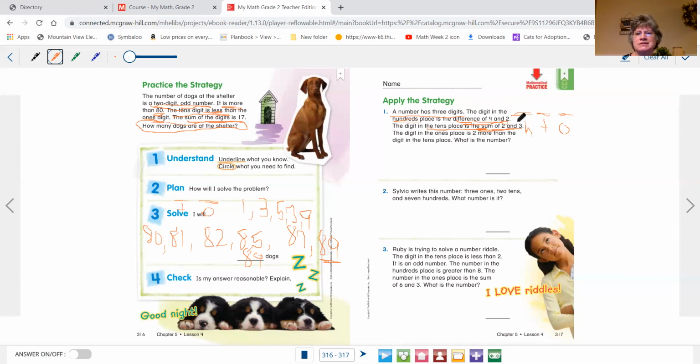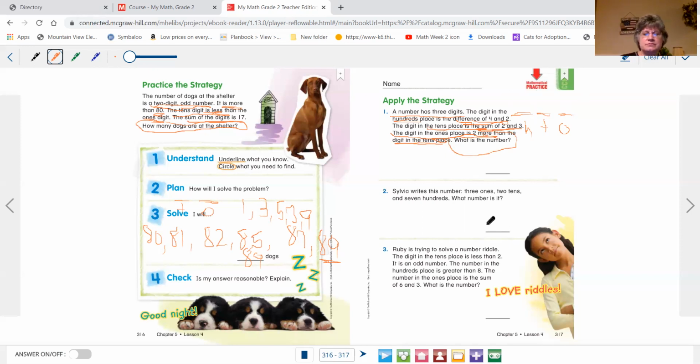Then last but not least, the digit in the ones place. The ones place is 2 more than the digit in the tens place. So you're going to find your number in the tens place and add what to it? 2, because it says 2 more. Then what is your number? So just use all those clues one at a time and fill in your number.